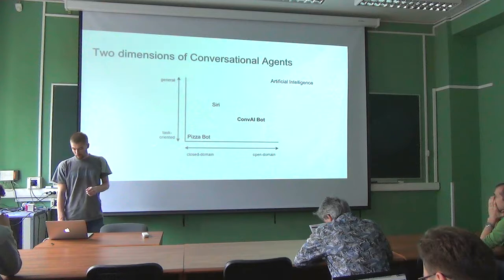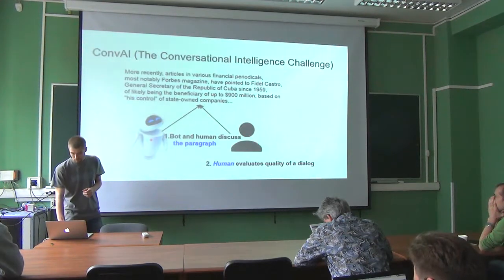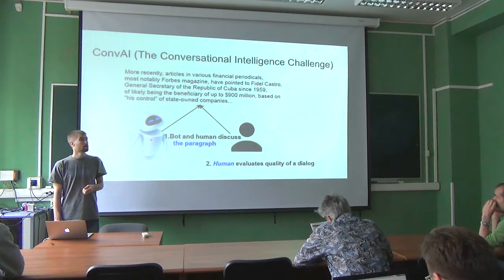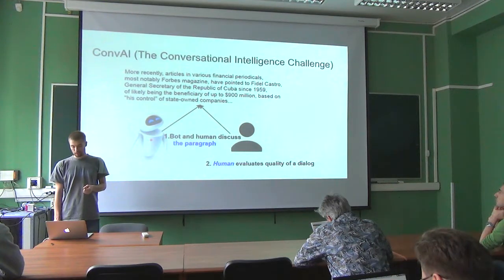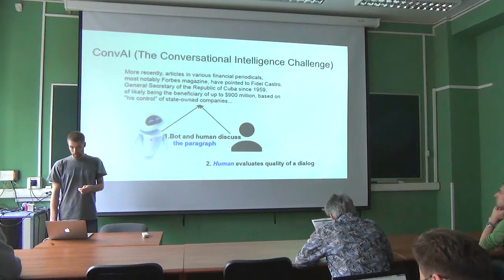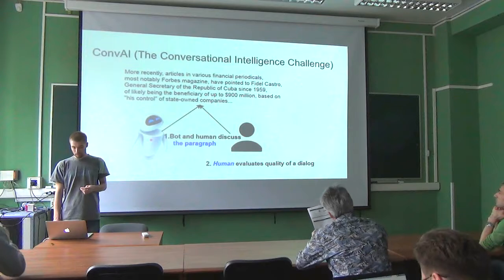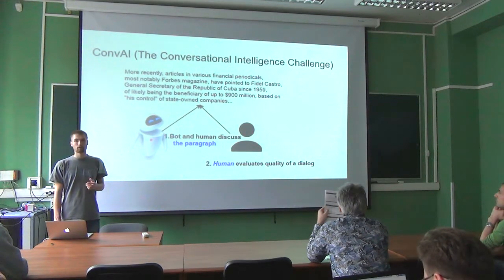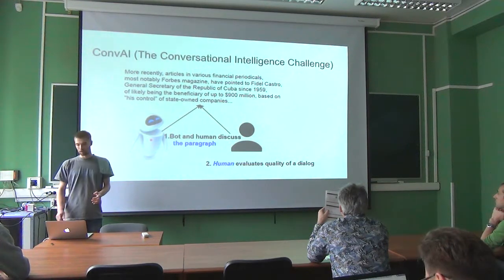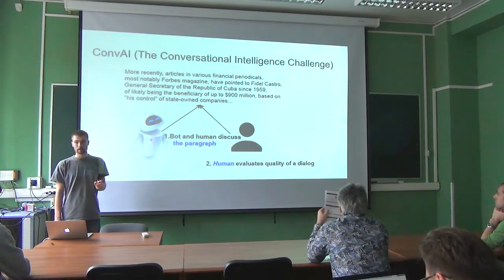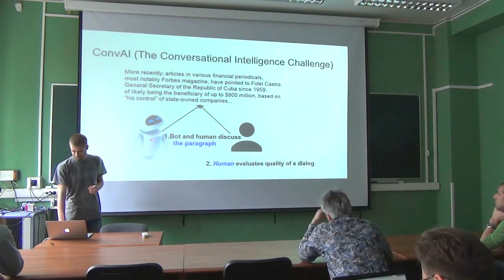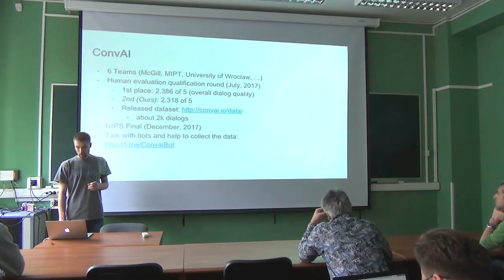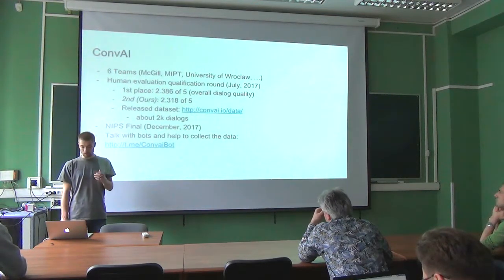And now I will describe this challenge in more detail. The main purpose of this challenge is to develop a dialogue agent that can discuss a news article or Wikipedia article with a human. All this is happening in Telegram Messenger, and the bot and human discuss the paragraph, and at the end of the dialogue, the human evaluates overall quality, and also the human evaluates every bot's replica. There are 6 teams in this challenge. One team from Russia. It's our team with Idris.